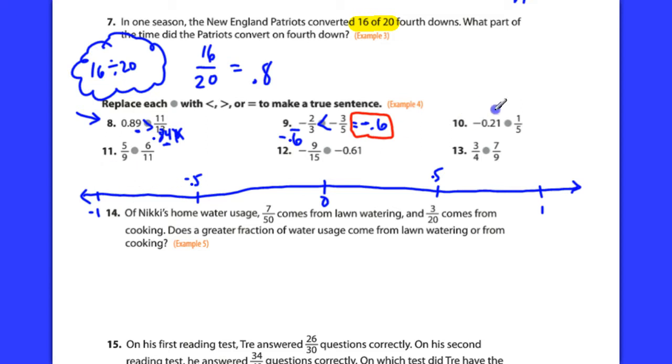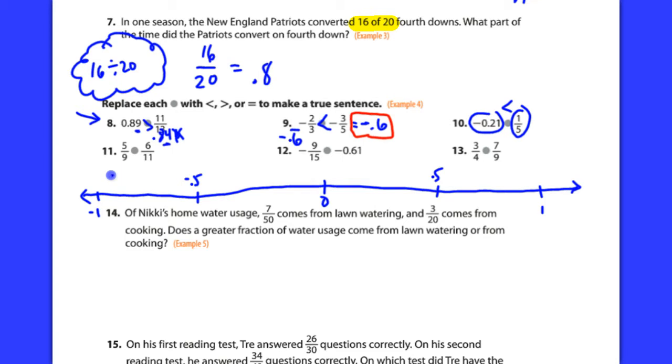Number 10, negative 0.21. All right, well, this one I really shouldn't have to do much, because you notice how that's a positive number and that's a negative number? Well, that's pretty simple, there is no such thing as a negative number that's greater than, so it has to be less than right there. All negative numbers are less than. So we'll just do that and move on to number 11, 5/9.